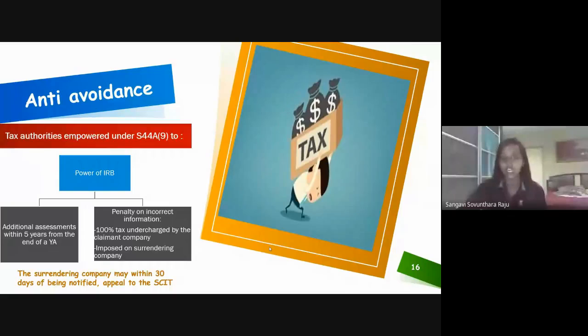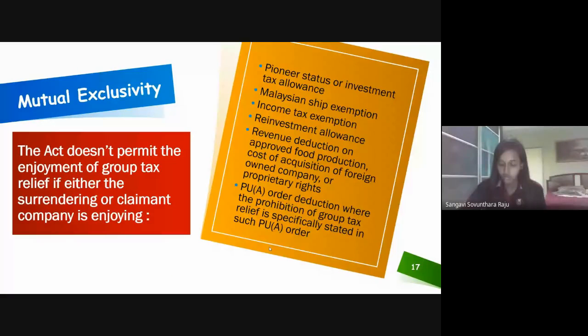Next would be mutual exclusivity. The Act doesn't permit the enjoyment of group tax relief if either the surrendering company or the claimant company is enjoying pioneer status or investment tax allowance. If they have already claimed this status or investment tax allowance, they are not able to enjoy the group tax relief.